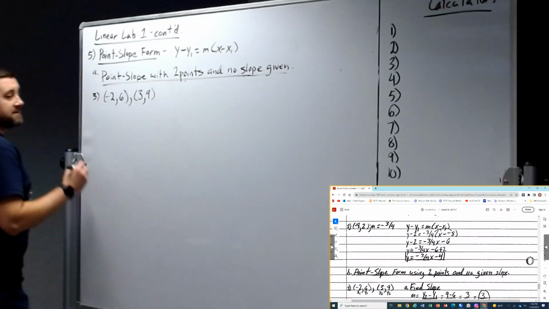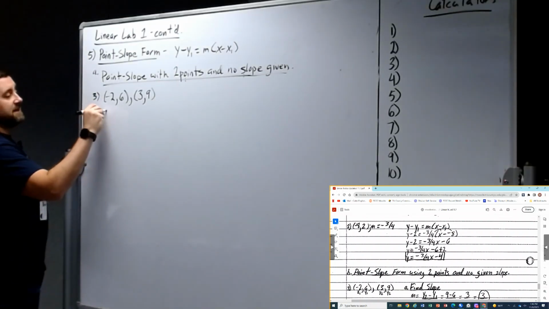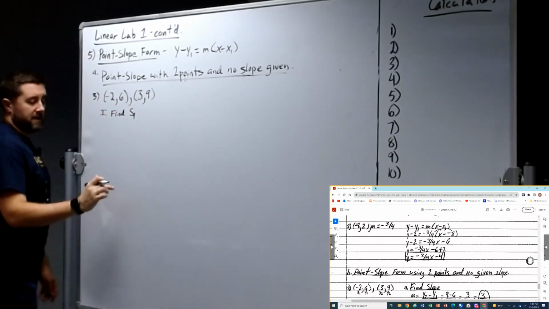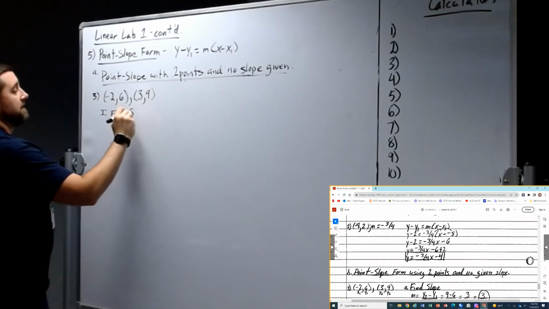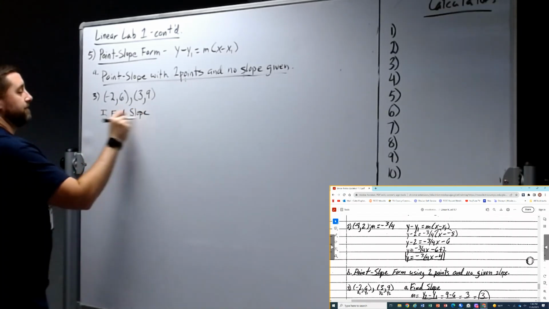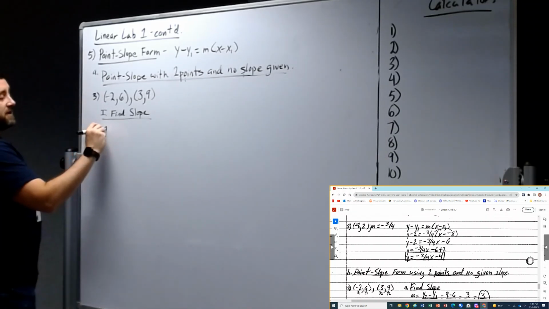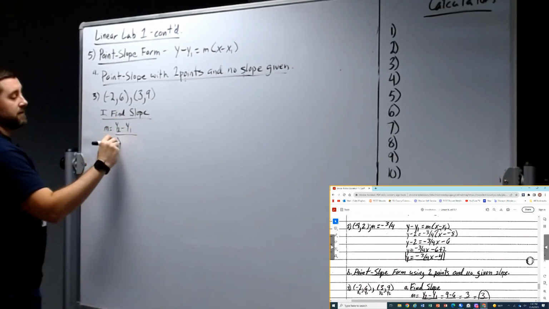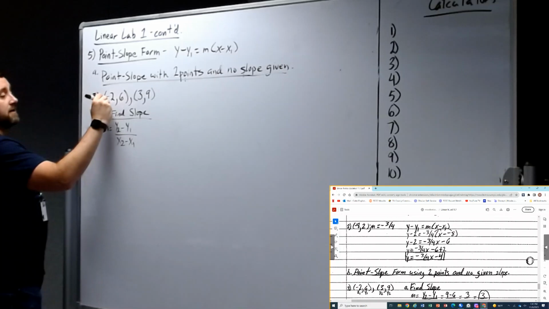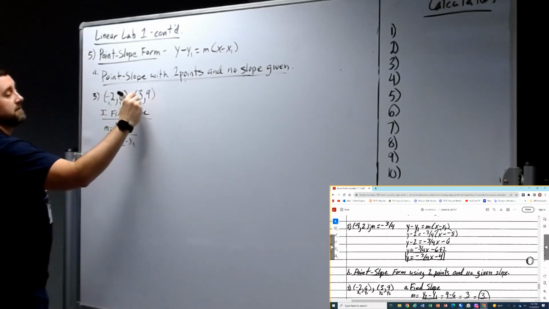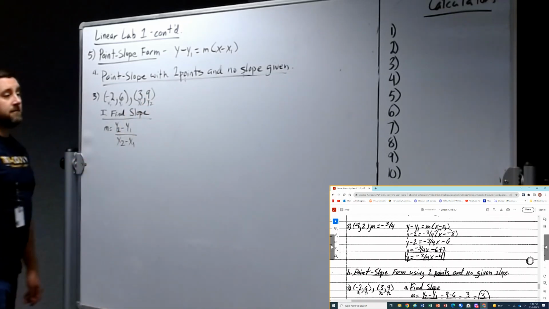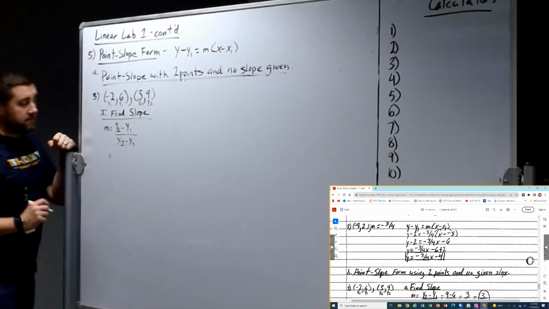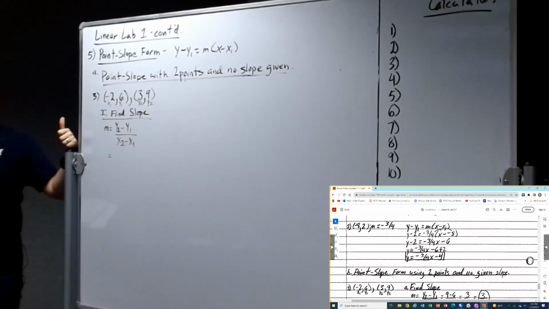Okay, so step 1, find slope. All right. So you're going to use the slope formula. M equals y2 minus y1 over x2 minus x1. Label your ordered pairs to help you out. Okay. So, y2 minus y1, what's the top going to say?